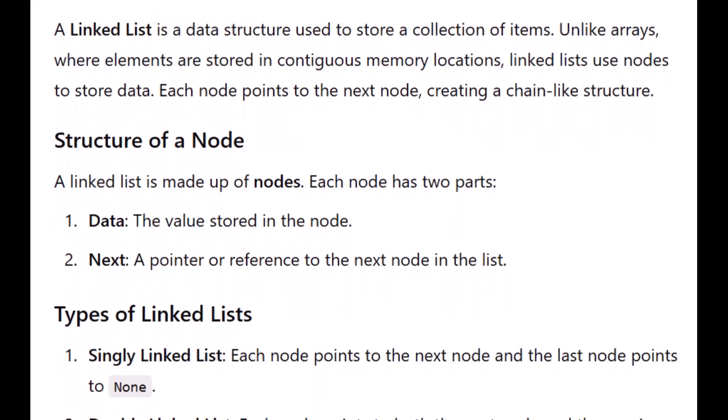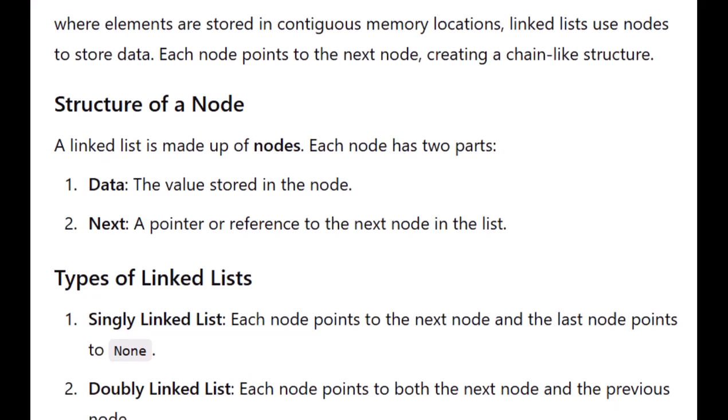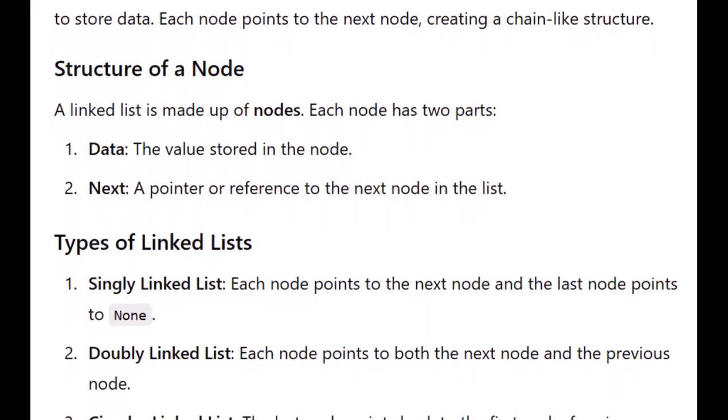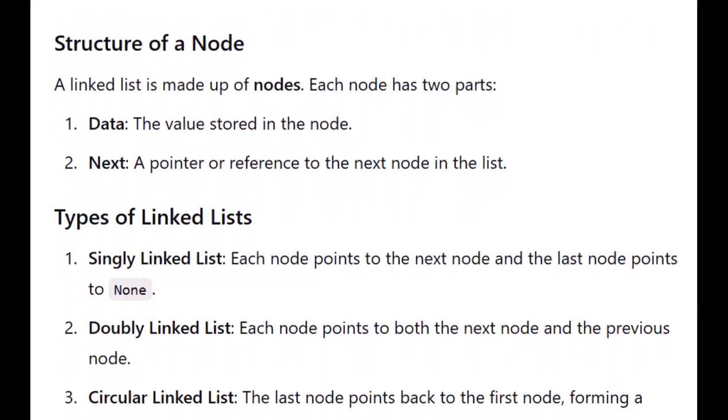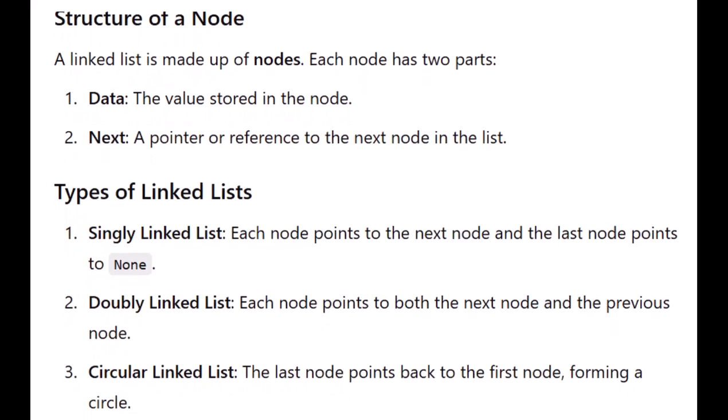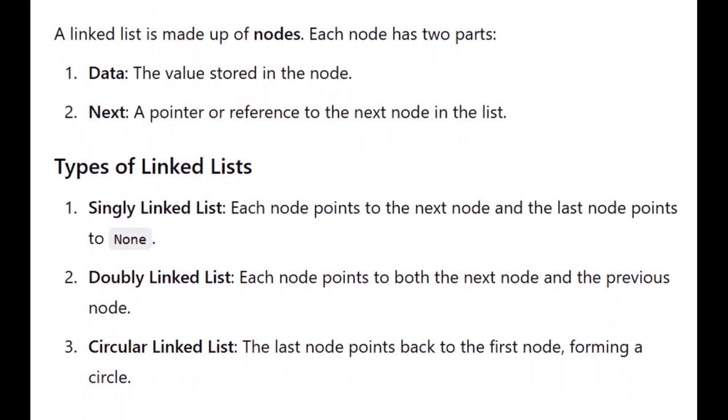Structure of a node. A linked list is made up of nodes. Each node has two parts. 1. Data, the value stored in the node. 2. Next, a pointer or reference to the next node in the list.